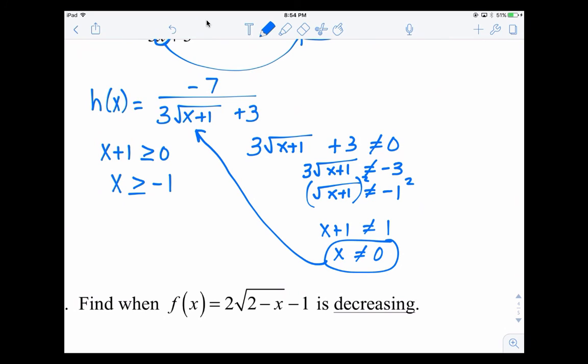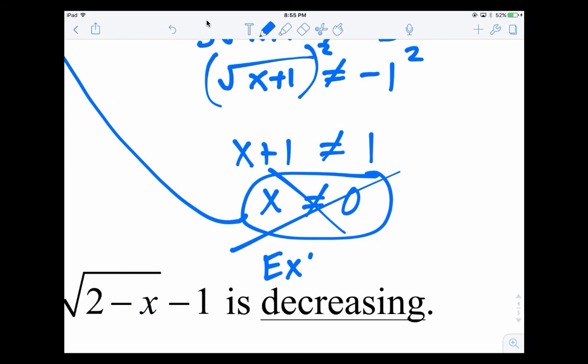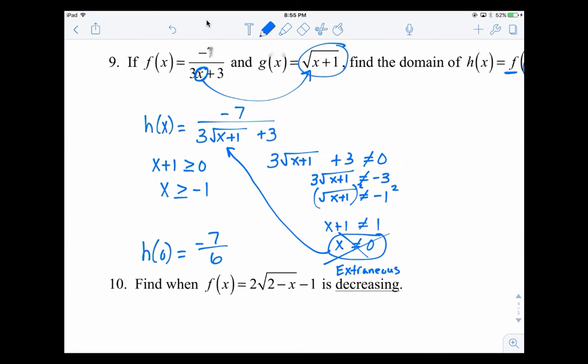But if you plug 0 in, you get 0 plus 1 is 1. The square root of 1 is 1. 3 times 1 is 3, plus 3 is 6. So when you plug in 0, you do not get a 0 in the denominator. So 0 is part of your domain. This is what's called an extraneous solution. So when you write the domain, you're not going to exclude 0, because 0 is part of the domain.